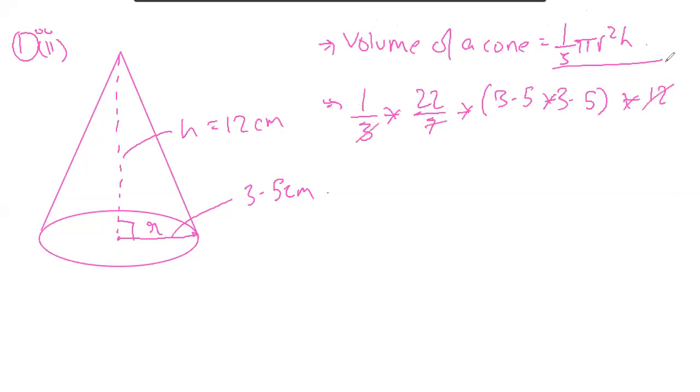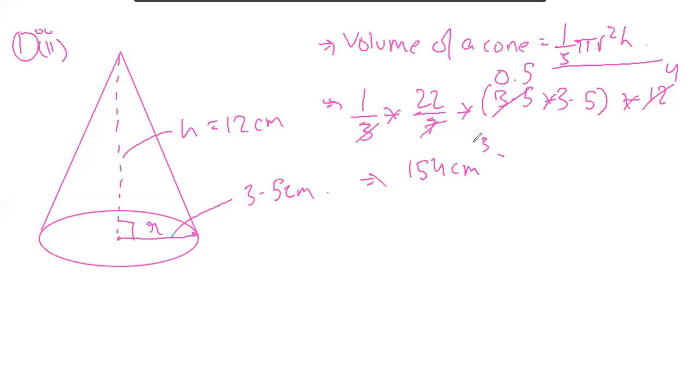So 1 3s are 3, 4 3s are 12, 1 7s are 7, 0.5 7s are 3.5, and by solving this big sum we get the answer as 154 centimeter cube. Don't forget to write the units, and we move on to the next question.